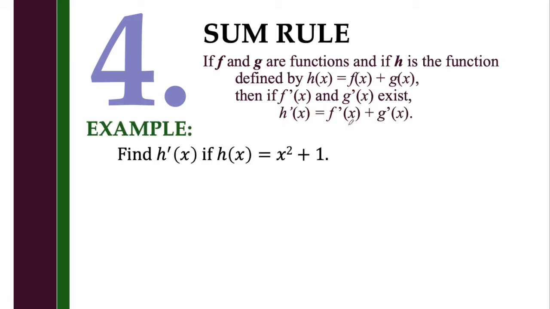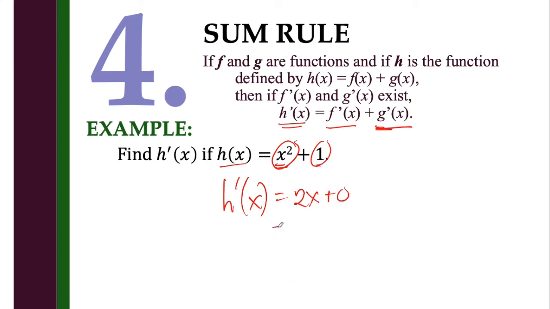So let's try to find the derivative of h of x as x squared plus 1. So given this, we have two functions, x squared and 1. And as stated here, to get the derivative of h, which is h prime of x, all we have to do is to get the derivative of the first plus the derivative of the second. So that is the derivative of the first, which is x squared. The derivative is 2x. And the derivative of the second one, which is 1, that's a constant, so the derivative is 0. So that is 2x.